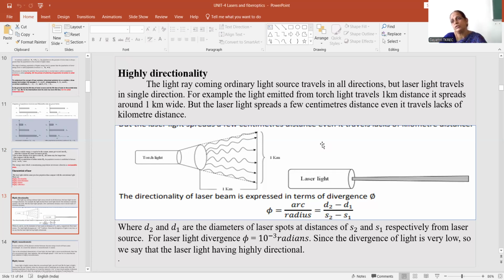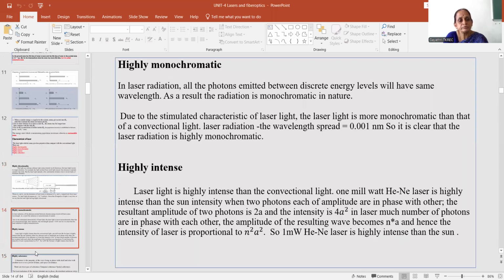The divergence angle will be less. The light is less divergent. If we consider this figure, the directionality of a laser can be expressed in terms of divergence phi, which is given by arc by radius, that is, d2 minus d1 by S2 minus S1.